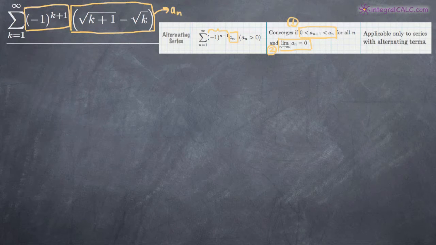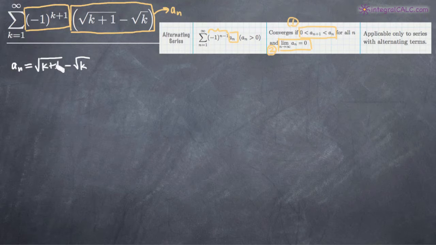We need to show that a sub n is larger than a sub n plus 1. So I'm going to show you two ways to do that. The first is kind of just to get an idea in your head of whether or not it is greater. The second is to prove that it's greater. So the first way I'm going to show you is we'll say that a sub n is equal to the square root of k plus 1 minus the square root of k. So we have that as the a sub n series.